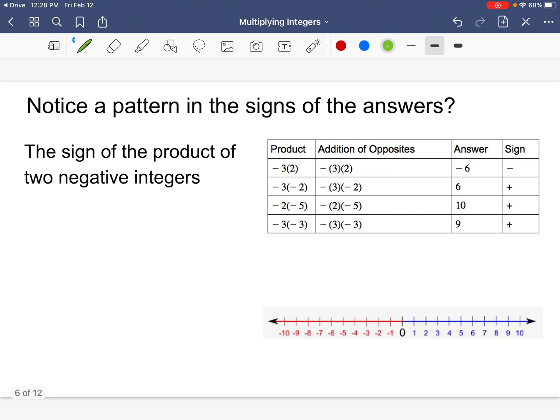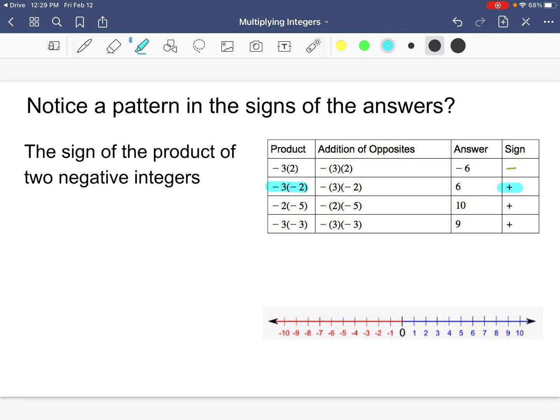So let's look at a pattern in the signs of the answers now, the signs of the products. So when we had negative 3 times 2, we were multiplying a negative number by a positive number. Our sign was negative. When we are multiplying a negative number by a negative number, like negative 3 times negative 2, our sign, as you saw on the previous slide, was positive. So we have negative 3 times negative 2, the sign was positive.